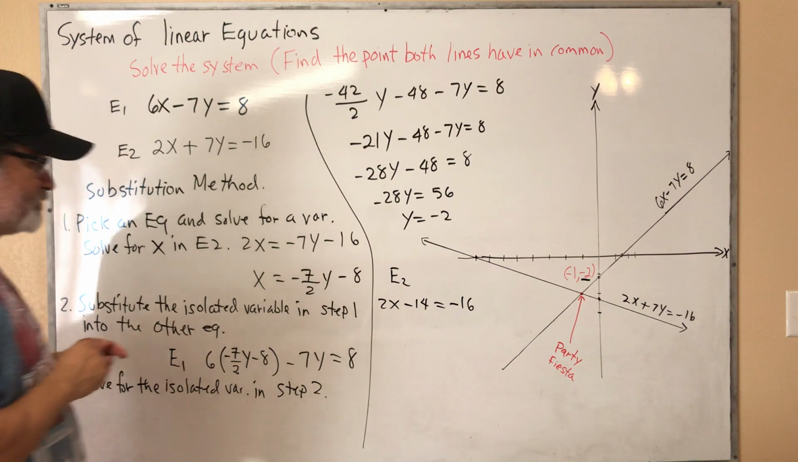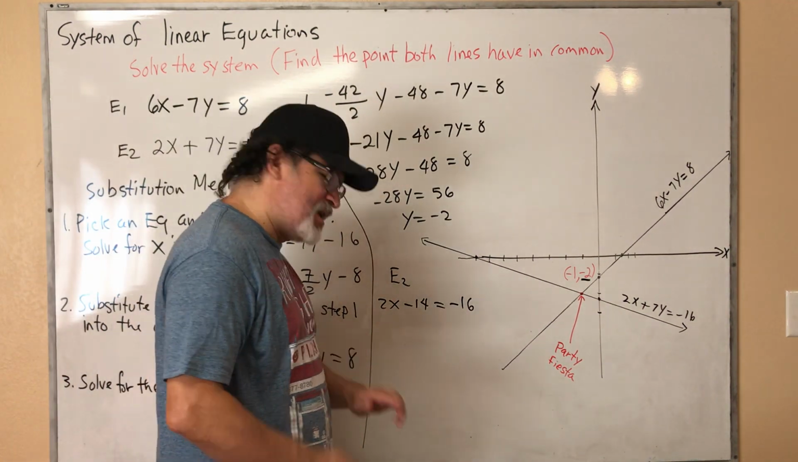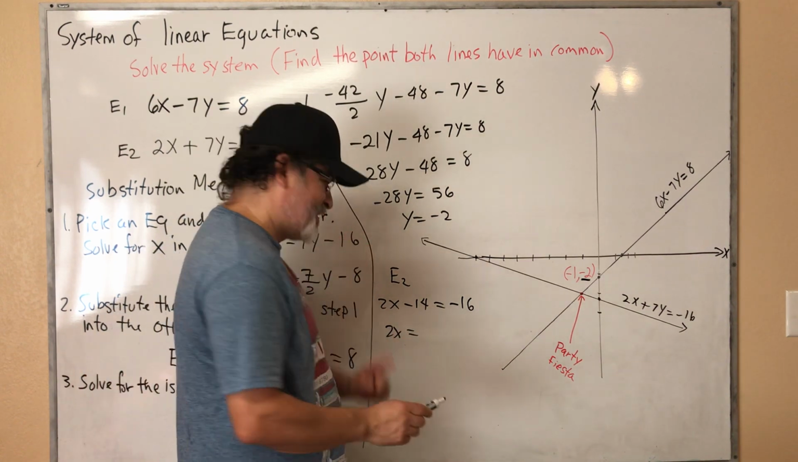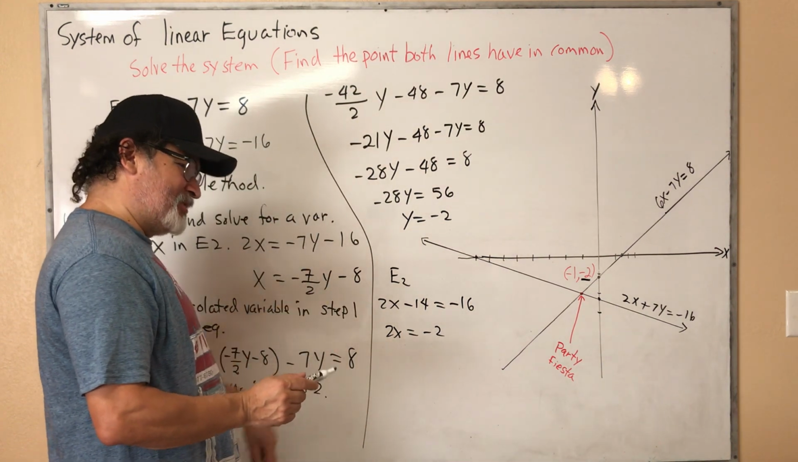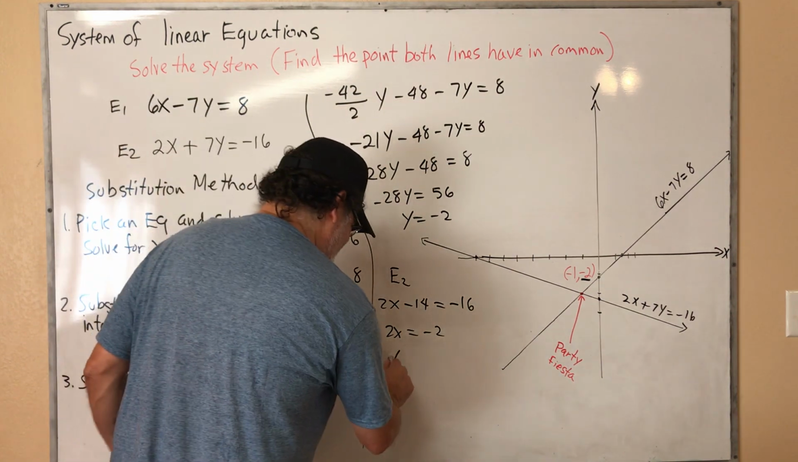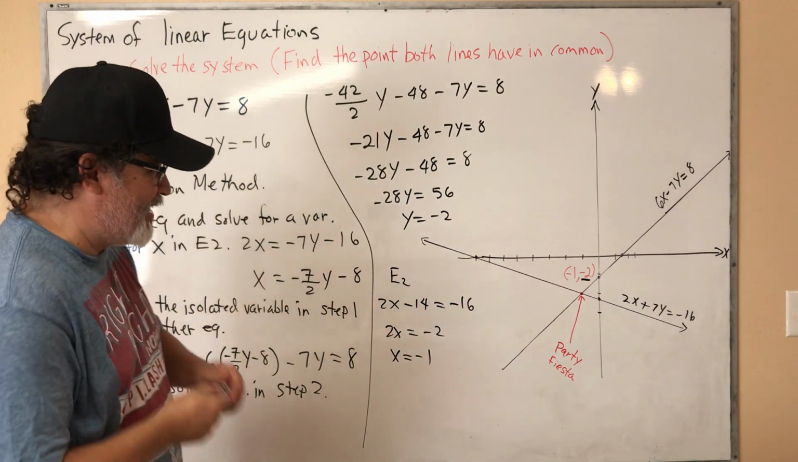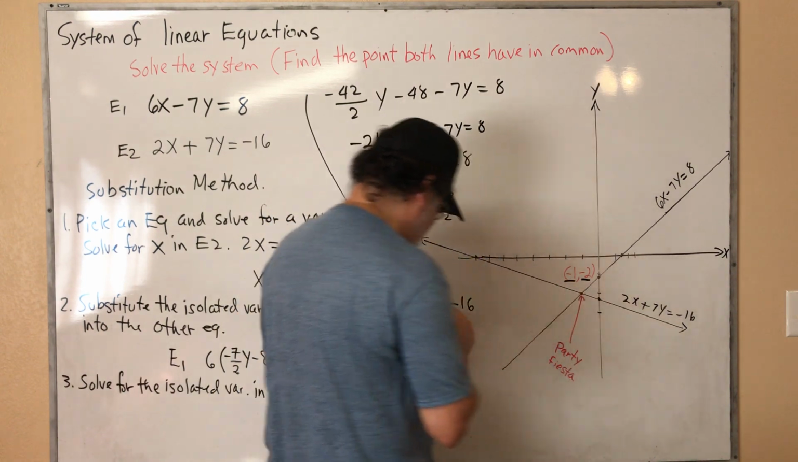-16. What is -16 plus 14? So 2x equals to what? -2. Divide both sides by 2. So that x equals to what? -1. Yeah! We were right. We got the other one right there.